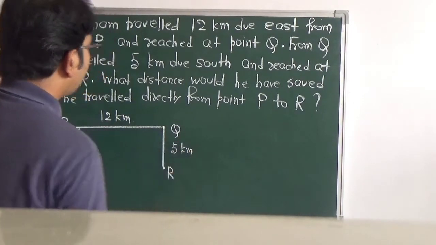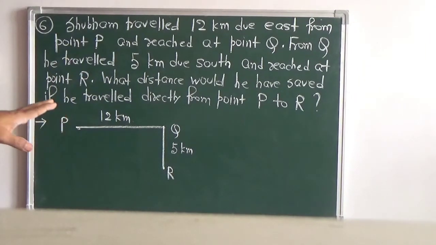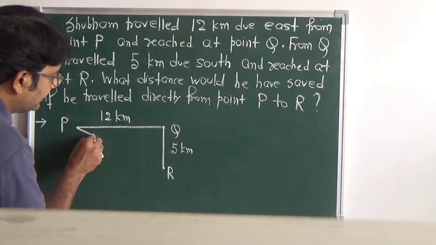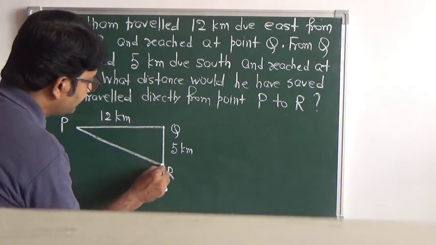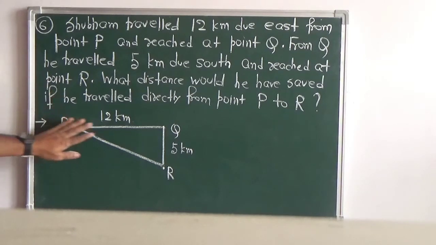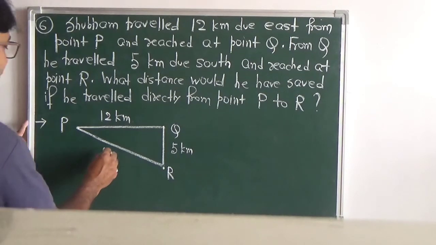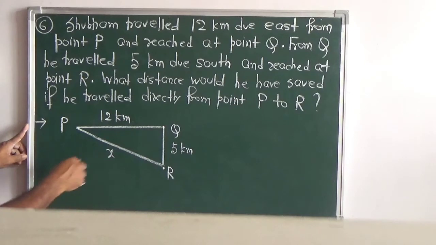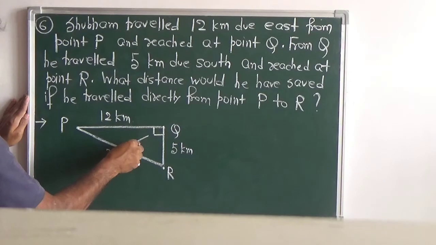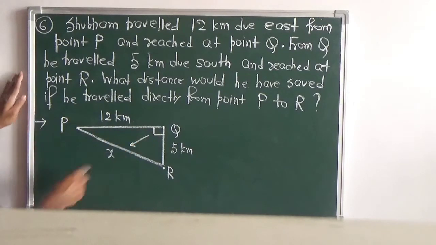What distance would he have saved if he traveled directly from point P to R? So if he goes directly from P to R, how much distance would he have saved? So we need to find the distance PR. Let us take it as x. We'll apply the Pythagoras theorem. If this is the right angle, this becomes the hypotenuse. The side opposite to the right angle is the hypotenuse, which is the longest side.